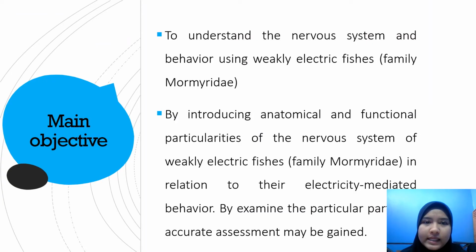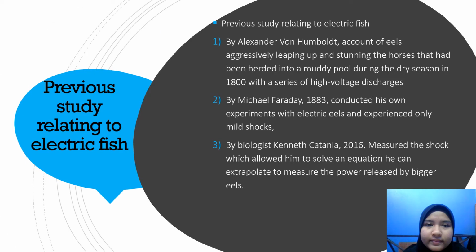The main objective is to understand the nervous system and behavior using weakly electric fish by introducing anatomical and functional particularities of the nervous system of weakly electric fish in relation to their electricity-mediated behavior. By examining the particular parts, an accurate assessment may be gained.